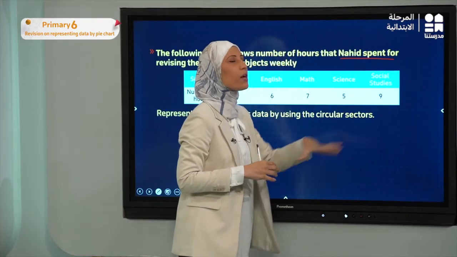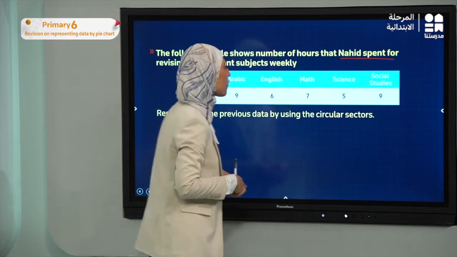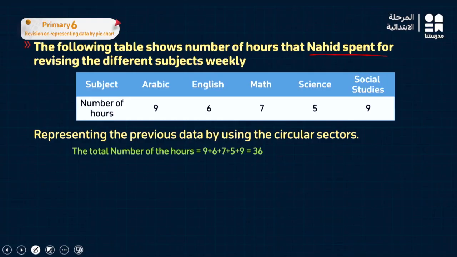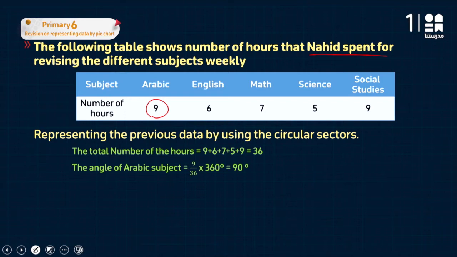If I add all the numbers, 9 plus 6 plus 7 plus 5 plus 9, I will have 36 hours. So the total hours she spends studying or revising all her subjects weekly is 36 hours. Now I want to find the degree. So I will take the 9 of Arabic. I will find the angle of the Arabic by using 9 divided by the total, which I have here. The total is 36, so I will make 9 divided by 36.